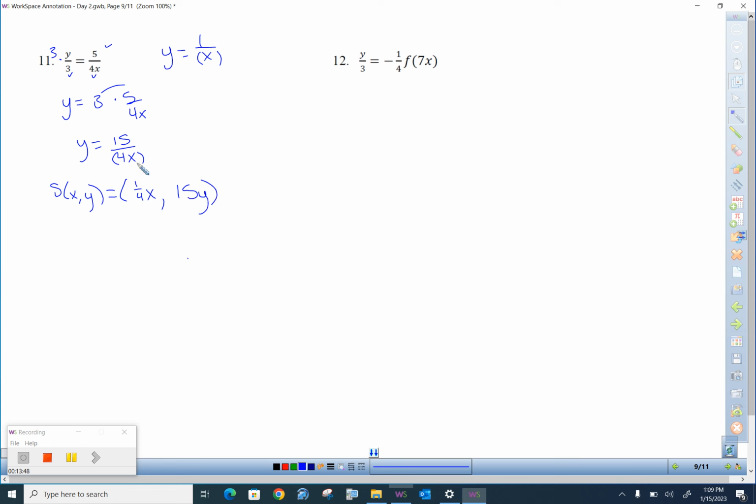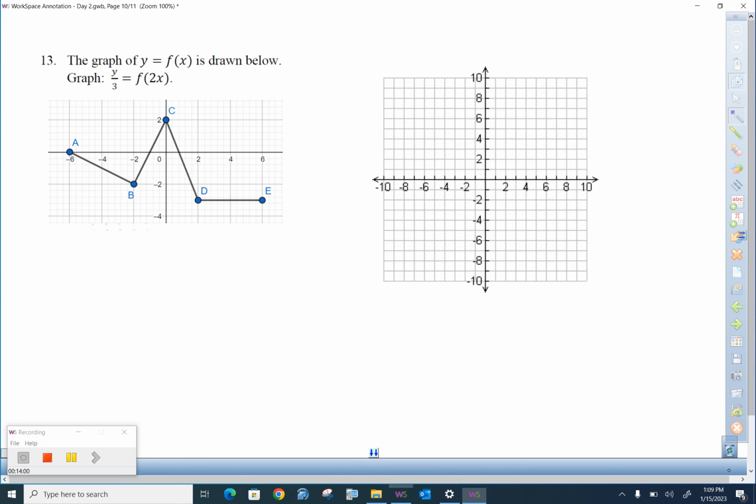And there are other ways to do this, but this is the way that matches most directly to when we go the other direction. Okay. On number 12, you'll see this weird f. If you look at the next problem, this is an example of something that's just written as y equals f of x. It just indicates that it's not one of our regular parent functions, but it's still a function because it passes the vertical line test.